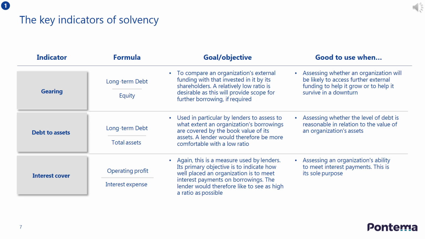Secondly, the debt-to-assets ratio is less commonly used than the gearing ratio, but substitutes total assets for equity in its calculation. It measures to what extent an organization's borrowings are covered by the book value of its assets, and assesses whether the level of debt is reasonable in relation to the value of an organization's assets. A lender would therefore be more comfortable with a low ratio.